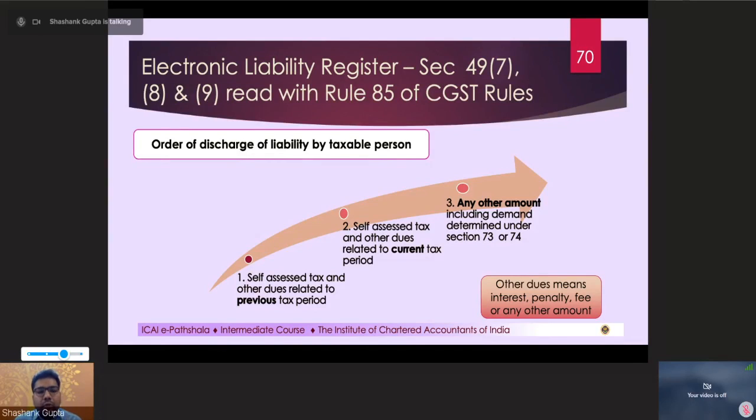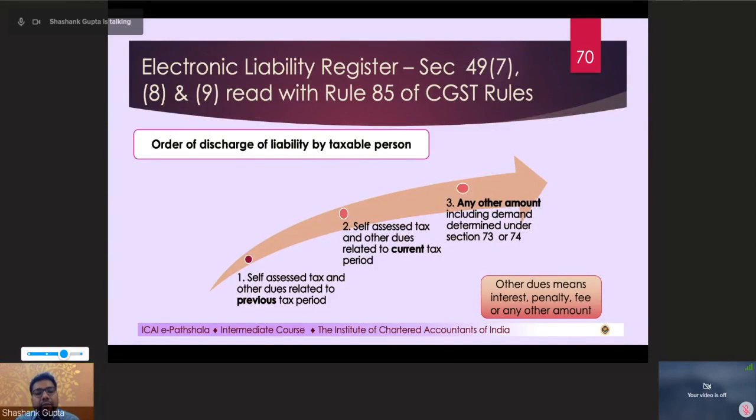Can I do so? The rule says no. The rule says first you have to pay the self-assessed tax liability for the previous tax period. That is, first I will have to pay for January, then for February, then for March, and only then I can come to April.